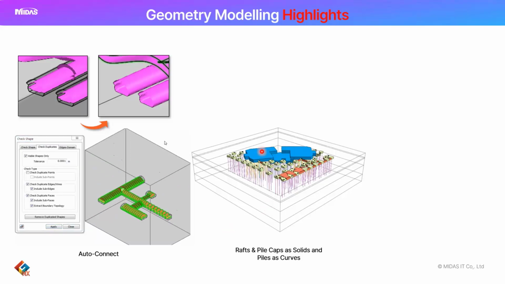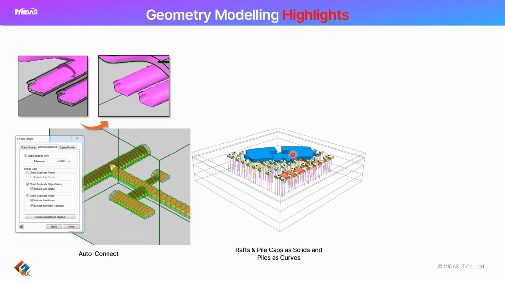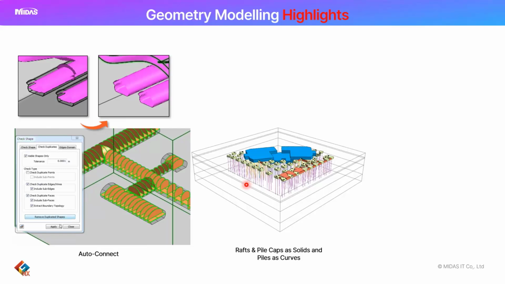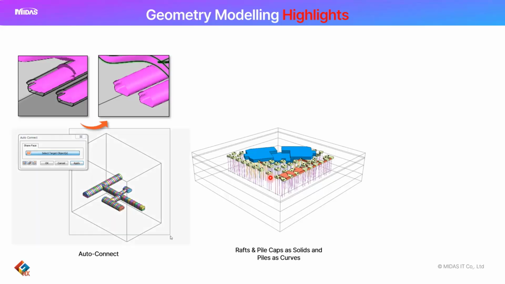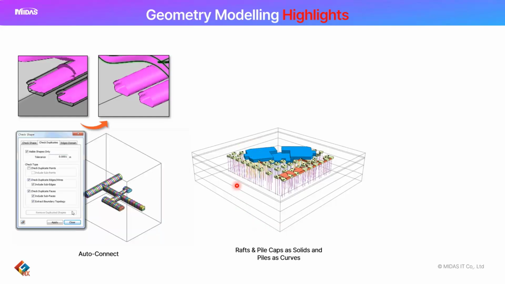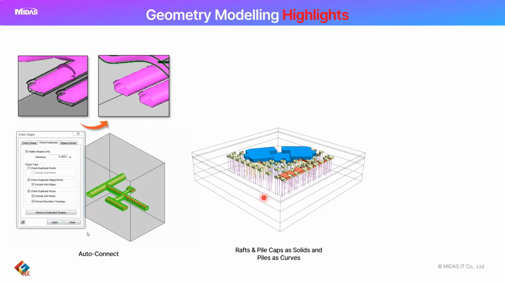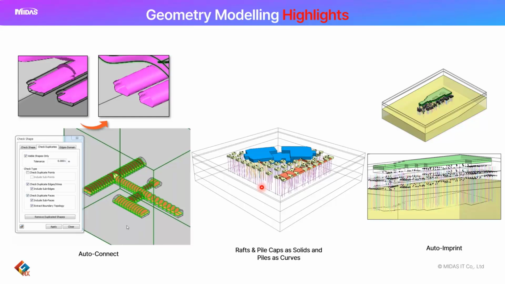Let's say we have a very huge raft, like maybe 2 or 3 or 4 meter thickness, and there are many pile caps next to it. So you have hundreds of solids here, and these solids should be connected with your soil layers. When you're dealing with this kind of modeling, we need to make sure that these solids are connected with the surrounding soil layers as well as the raft, and this can be completely achieved using this auto connect option. And we also have one more feature, which is imprint.